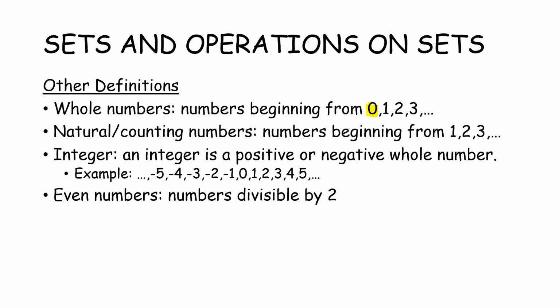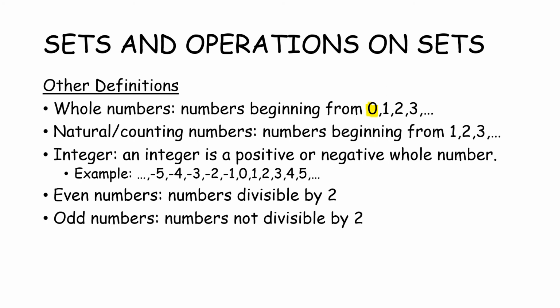Even numbers. Even numbers are numbers that are divisible by 2. So for example, 2, 4, 6, 8, 10, 12, all the way to infinity. Then odd numbers are numbers that are not divisible by 2. So 3, 5, 7, 9, all the way to infinity.